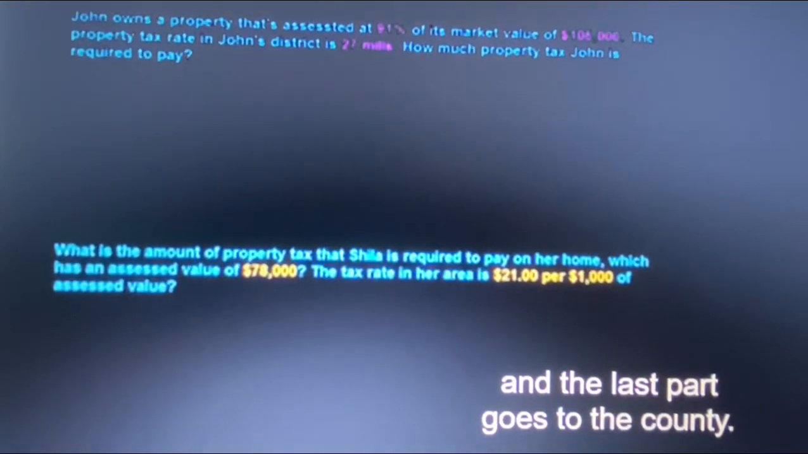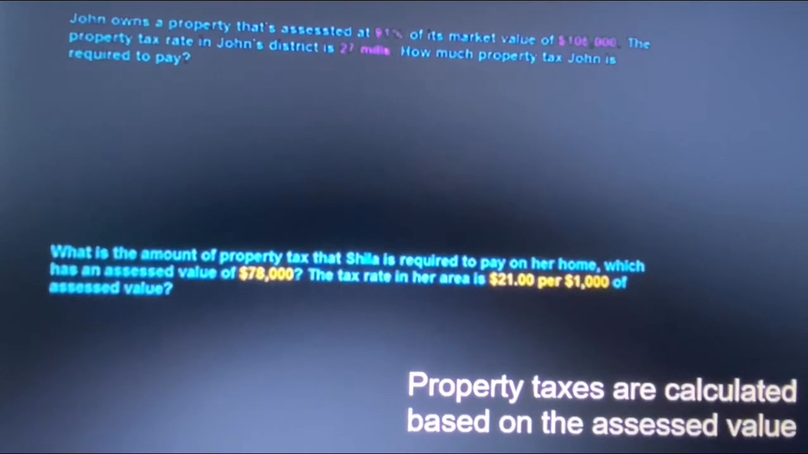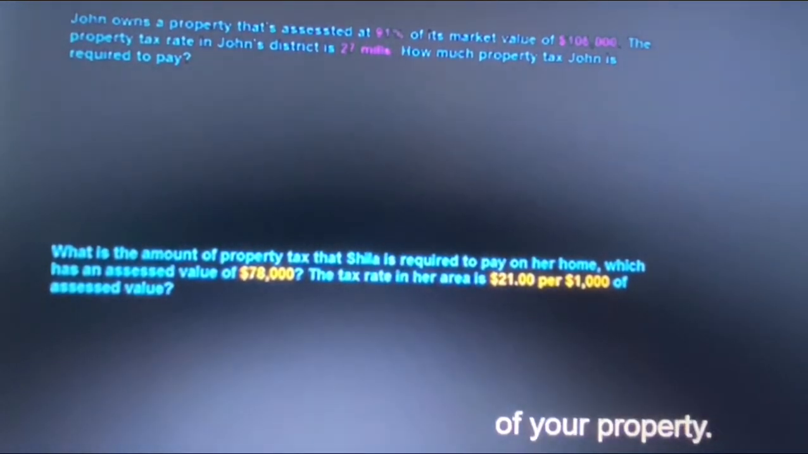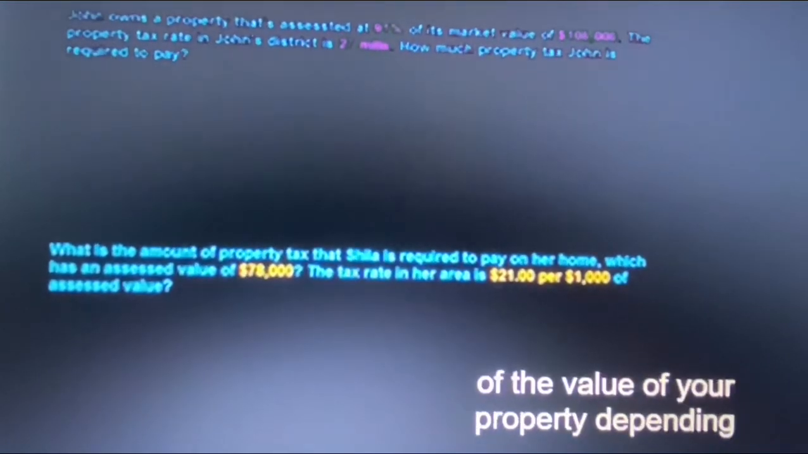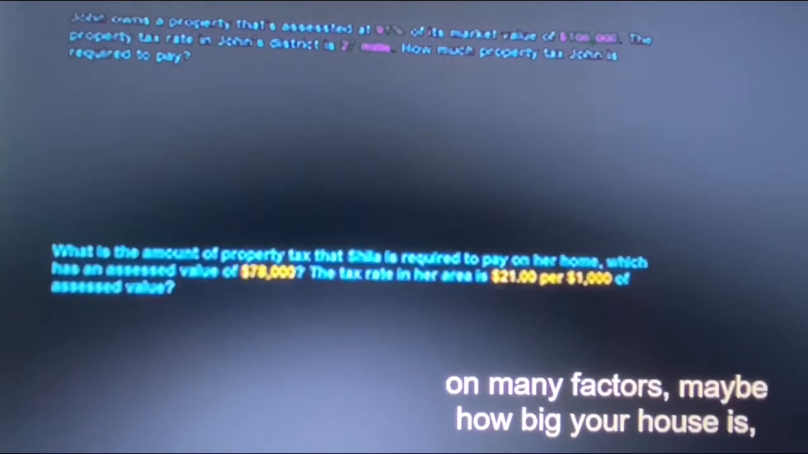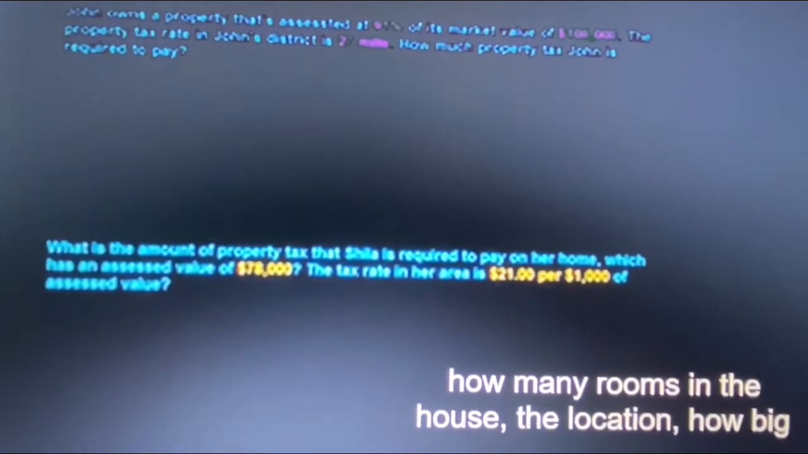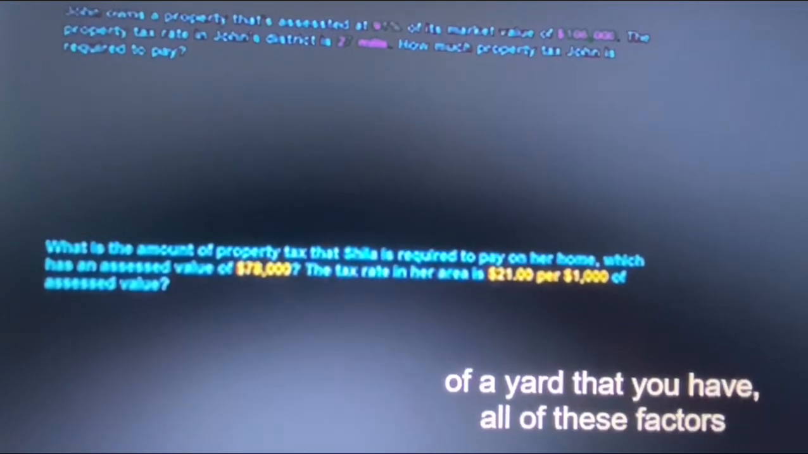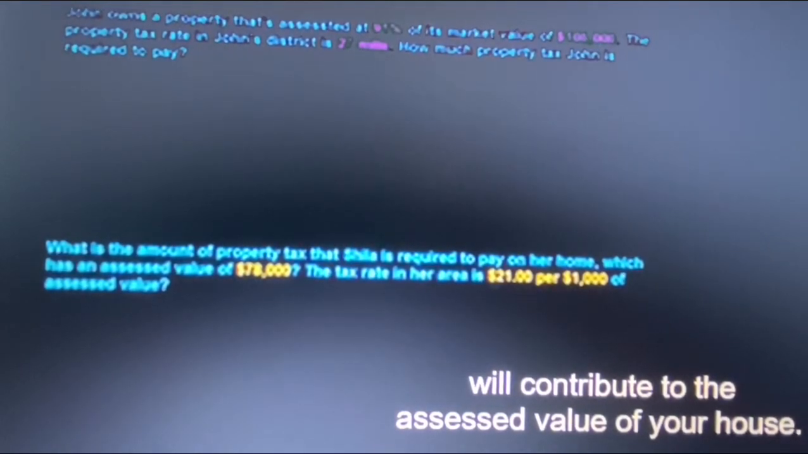Property taxes are calculated based on the assessed value of your property. The district will give you an assessment of the value of your property depending on many factors. Maybe how big your house is, how many rooms are in the house, the location, how big of a yard you have. All of these factors will contribute to the assessed value of your house.